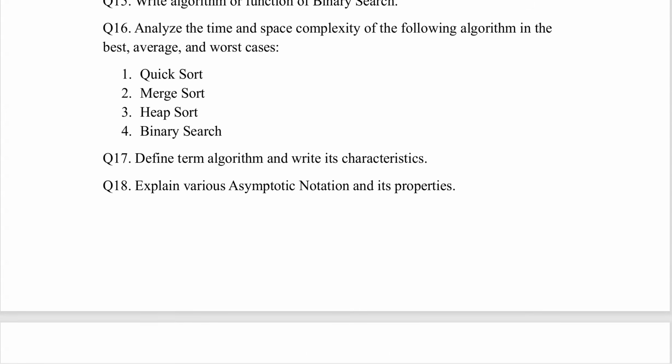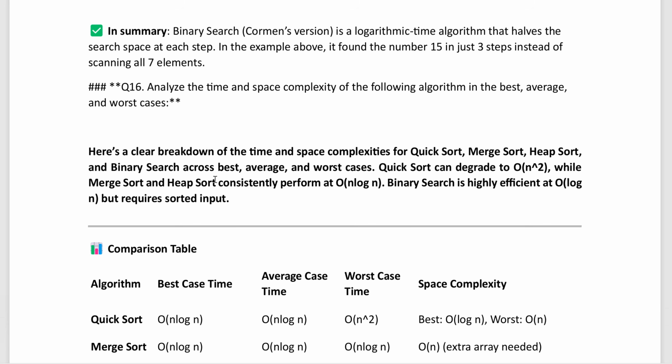Now, the next question is question number 16: analyze the time and space complexity of the following algorithms in best, average, and worst cases. Quick sort, merge sort, heap sort, binary search. We have to compute the time and space complexity for all of these.